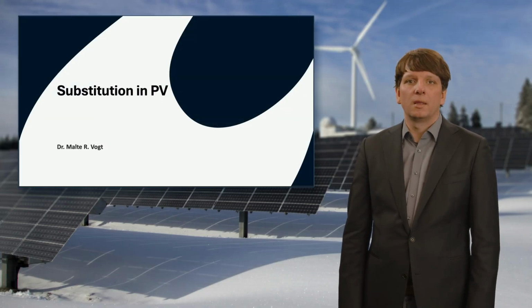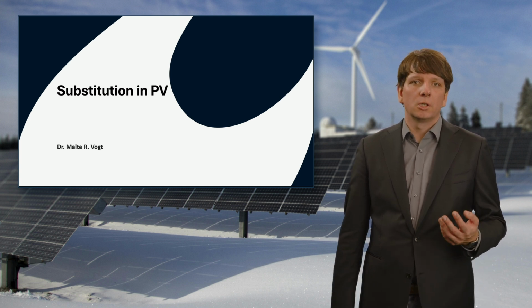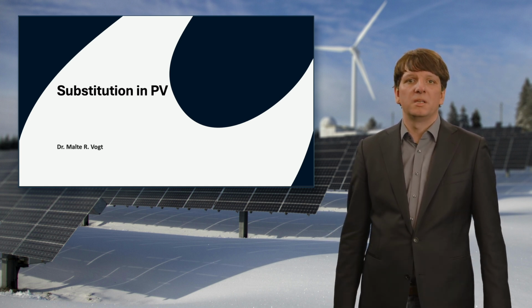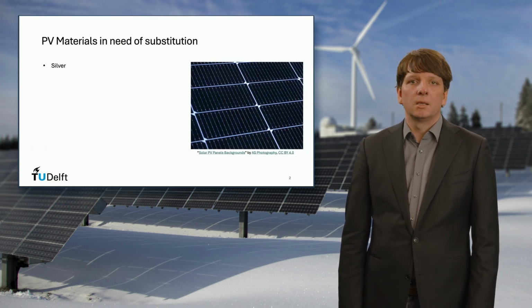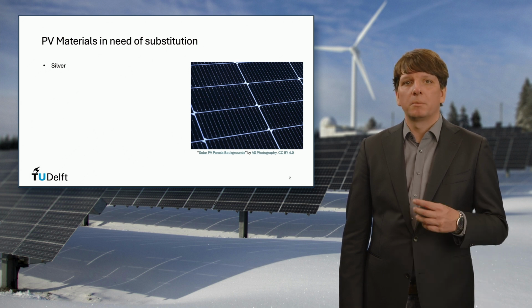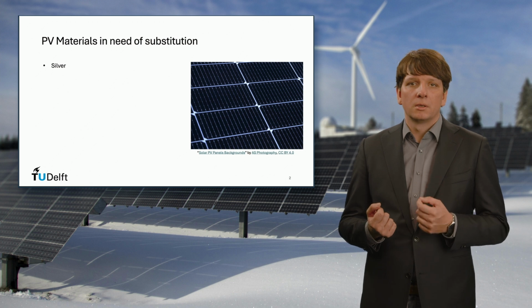Hello and welcome. In this session, we'll discuss examples of the material substitution strategies to reduce material demand for PV. The silver-looking wires you can see are indeed made mostly of silver. They serve an important function of transporting the current.